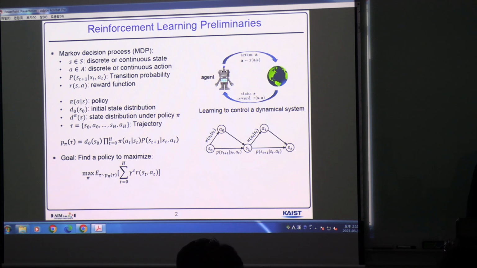So in the state we have the state space, which can be a discrete or continuous state, and the action also can be discrete or continuous action. And then we have the transition probability, which indicates the transition to the next state. And then we have the reward function, which depends on some state and action. The reward function is a scalar value.